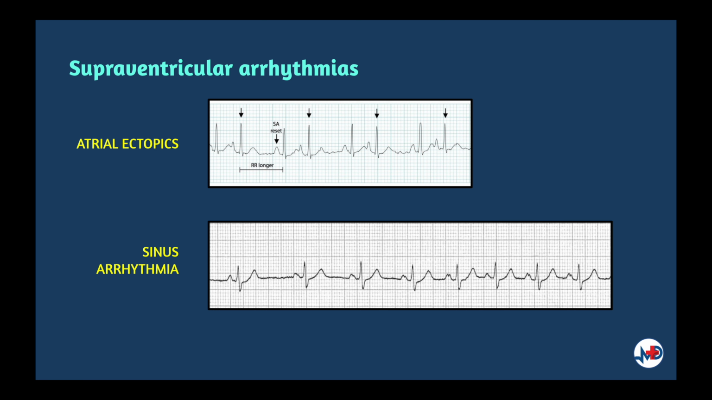So here it just refers to arrhythmias that begin above the ventricle, and the common ones would be the atrial ectopics, also known as premature atrial complexes, which are premature beats arising from ectopic pacemaking tissue within the atria. There is an abnormal P wave followed by a normal QRS complex. Then we have sinus arrhythmia, which is a sinus rhythm with a beat-to-beat variation in PP interval, which is the time between successive P waves, producing an irregular ventricular rate.